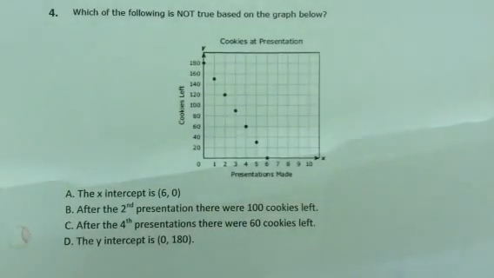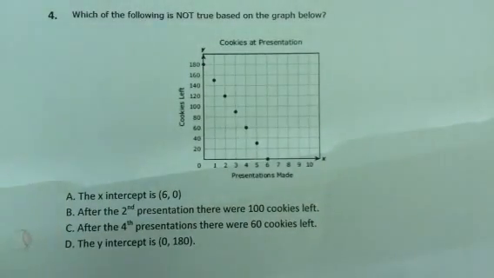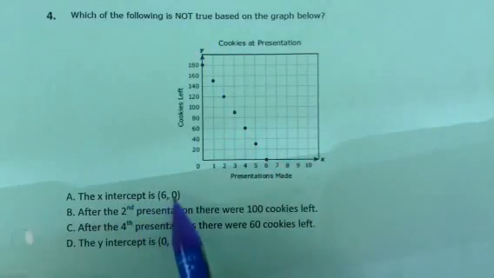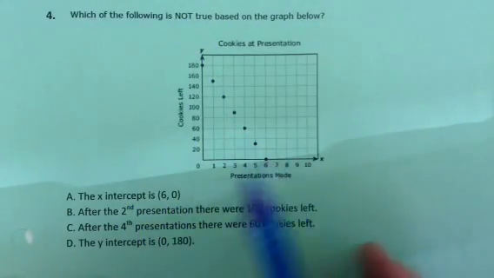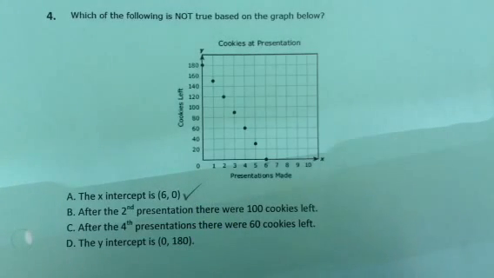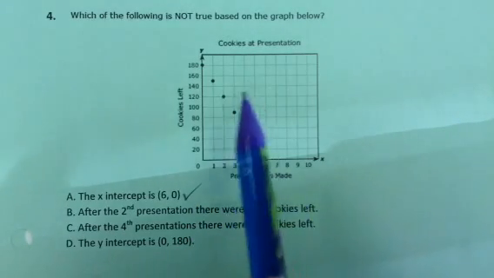All right, 4, 5, and 6, we're just going to use this particular graph, if I can find something to write with. I thought I brought it over here. Here we go, the x-intercept, which is not true. All right, the x-intercept is 6, 0. That is 6, 0. That one is true, so we're not going to circle that one because we want not true.